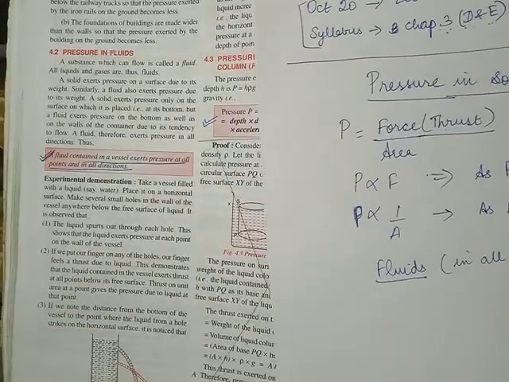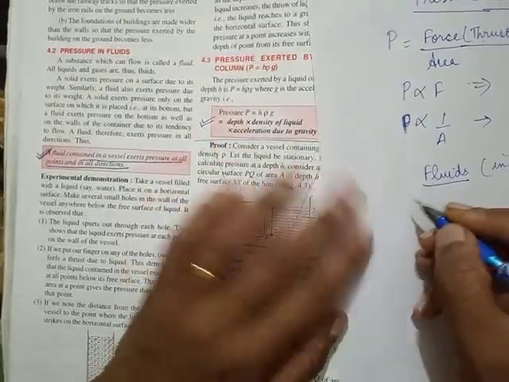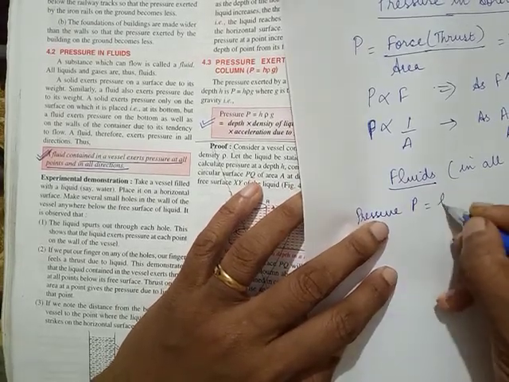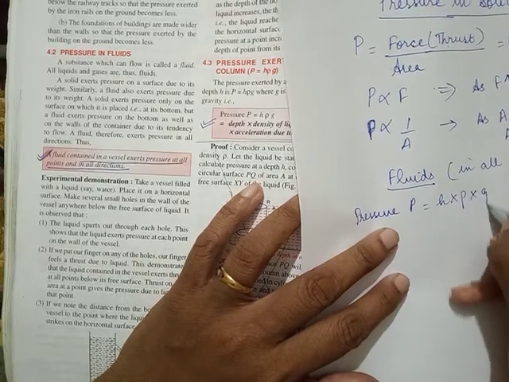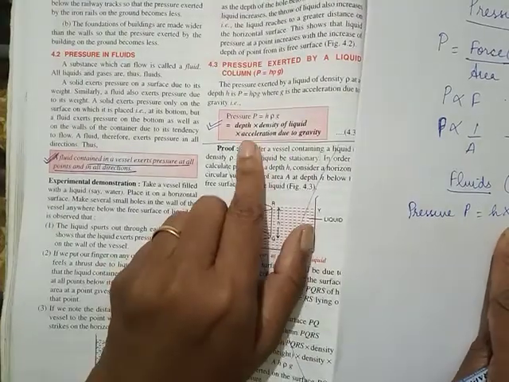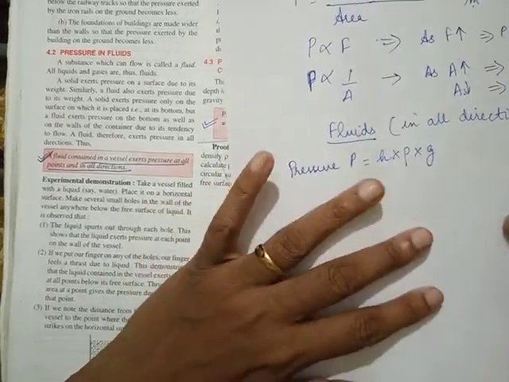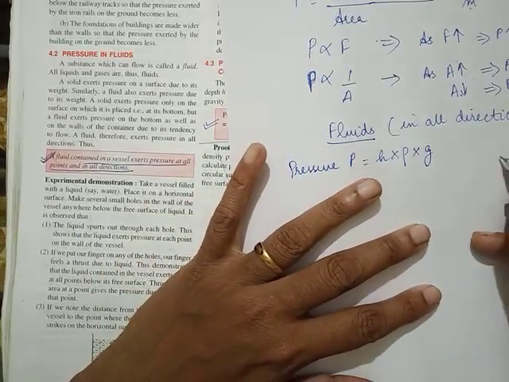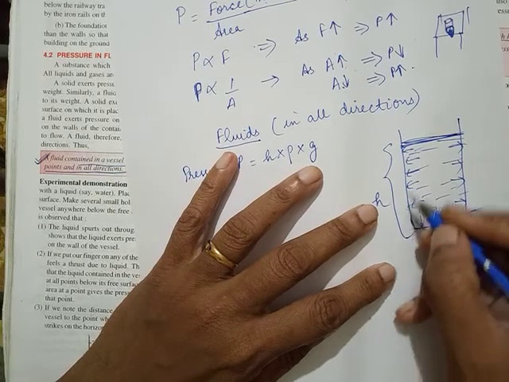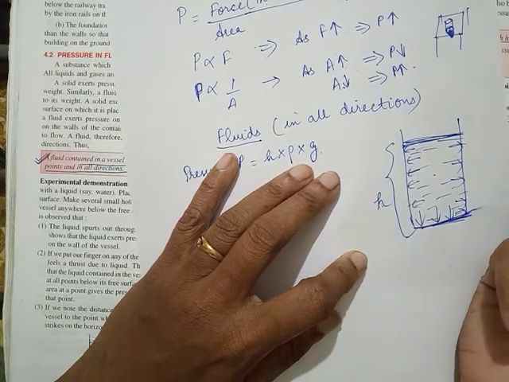So you can directly remember this formula. Pressure exerted by fluids is equal to h into rho into g. h is the depth of liquid, rho is the density of liquid, and g is acceleration due to gravity. This liquid, because of this height h, will exert a pressure on its base. To calculate that pressure, I have to multiply this h with the density of this liquid into acceleration due to gravity.